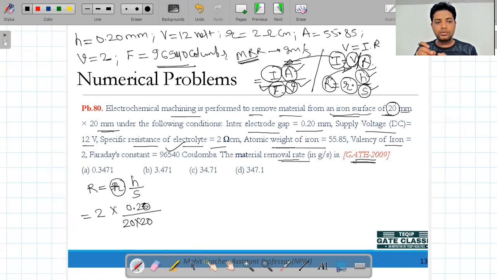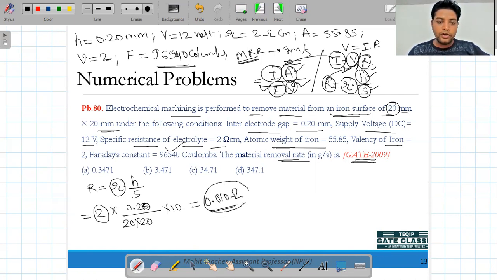ओके, तो आपको दो की जगह एक को ही convert करना रहेगा. So when you will convert that 2 ohm into centimeter to 2 ohm into mm, just multiply with the 10. Okay, so from here you will get the value of r, and the value that I am getting is 0.010 ohm. Okay, so this is the value of r.